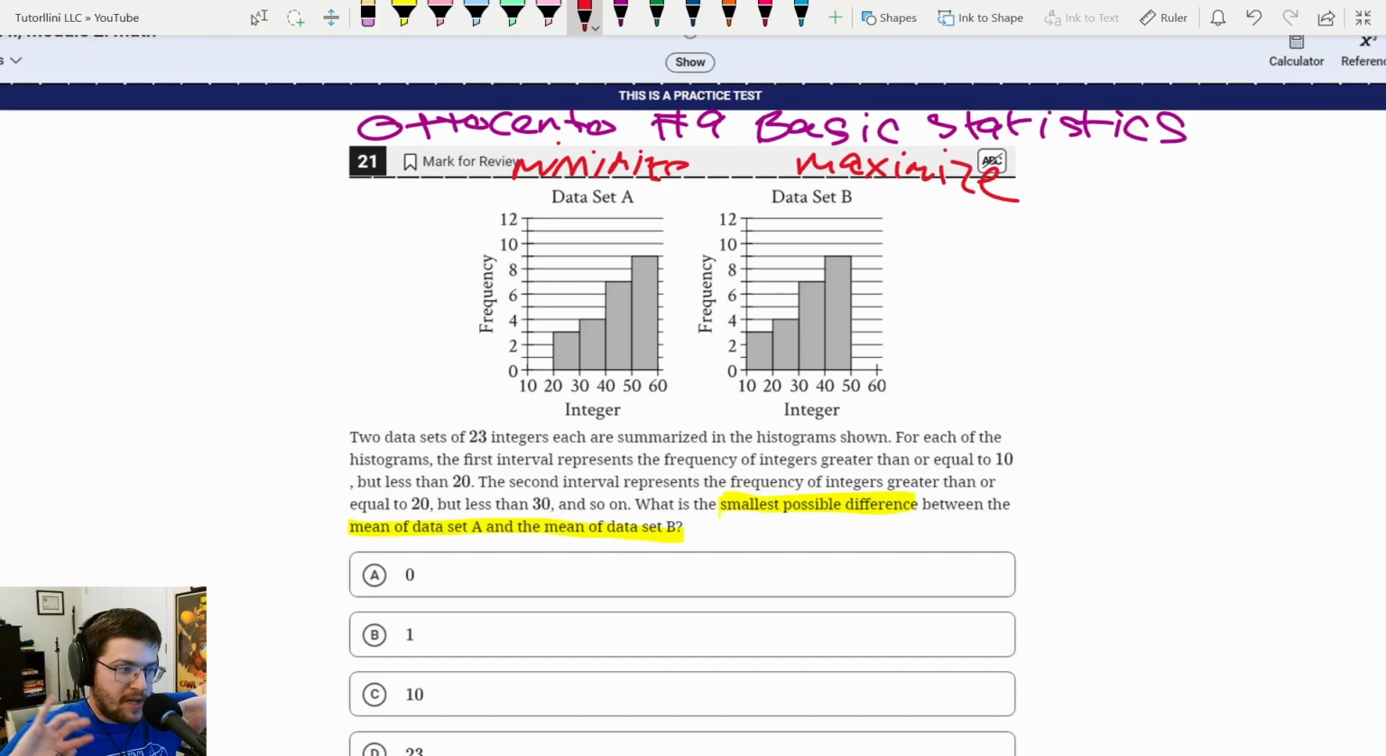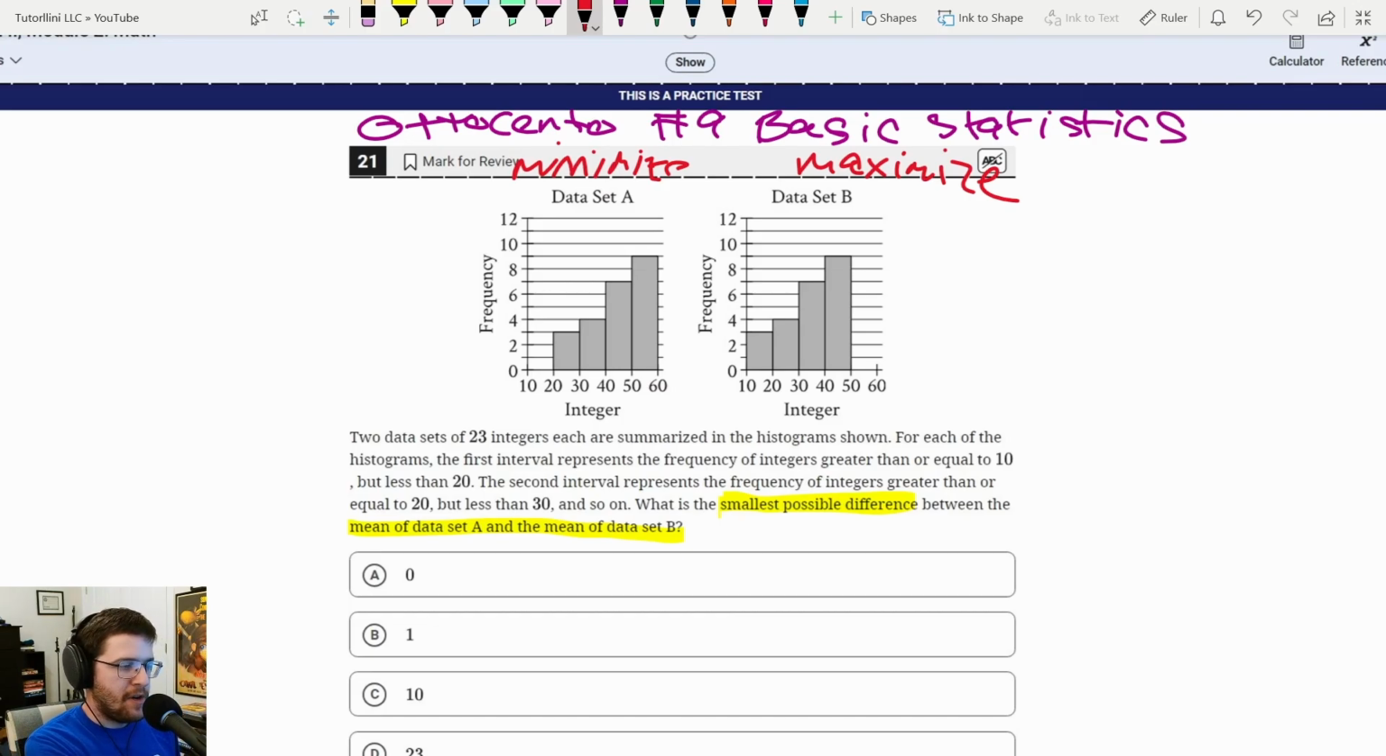If you wanted the largest possible difference, you would do the opposite. You would maximize the bigger data set and then minimize the smaller data set. Anyway, I digress. So now that we figured that out, we just need to label the histogram and compute the means, which is hopefully the easier part.